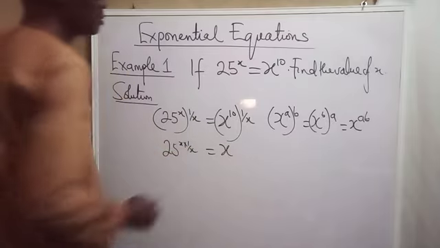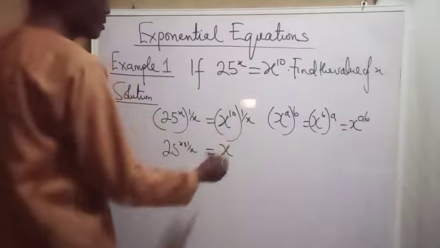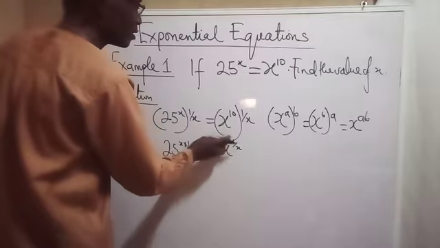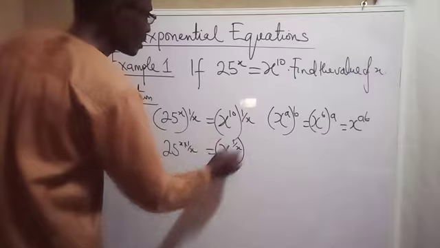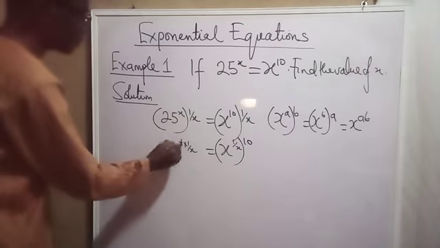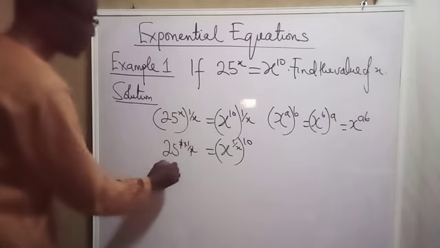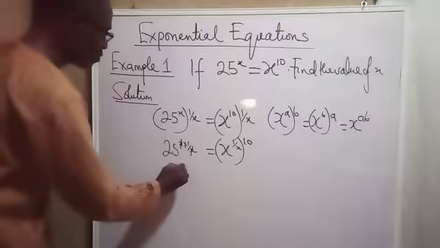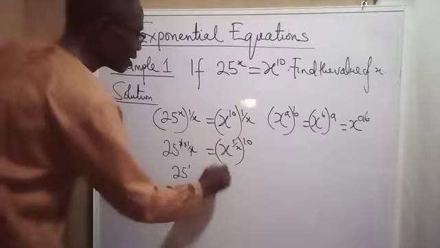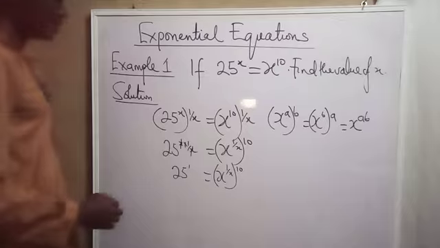x raised to the power. We could bring this 1 over x here and write 10 here. It's still the same thing. So 1 over x, like I showed in the theory of indices, raised to the power 10. By the time I cancel this and this, that is x over 1 times 1 over x will cancel x. So 25 raised to the power 1 is equal to x raised to the power 1 over x multiplied by raised to the power 10.